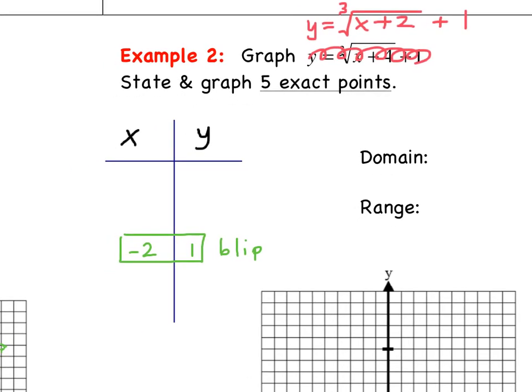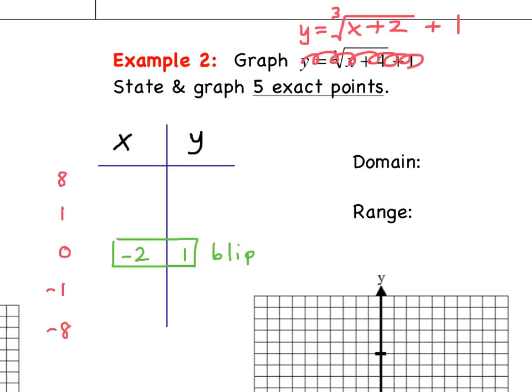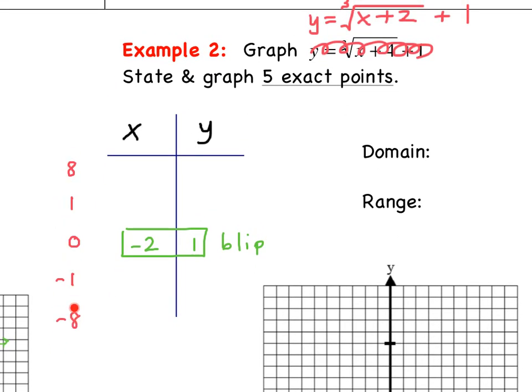Now, similar to square root functions, I want to choose values of x that are going to give me a perfect cube underneath the radical. This blip is when I get a 0 underneath the radical. The cubed root of 0 is going to be 0, so I can find my y value nicely. What's the next perfect cube we come across? Well, the next perfect cube I'd want to figure out is 1, when I get a 1 underneath my radical. And then the next perfect cube is 2 cubed, which is 8. So I want to get an 8 underneath that radical. But remember, we can take the cube root of negative values, so I also have to think of -1 and -8.